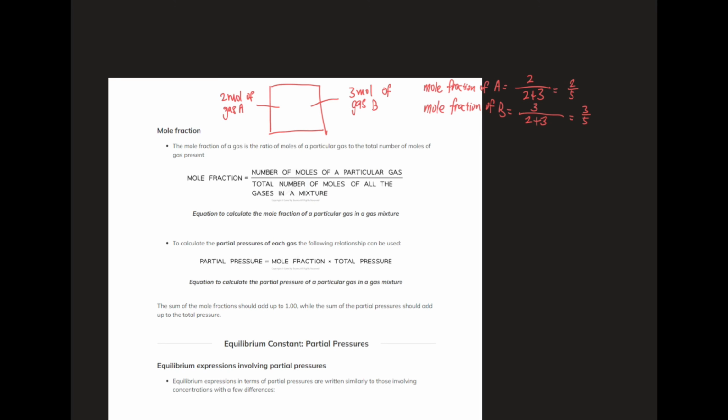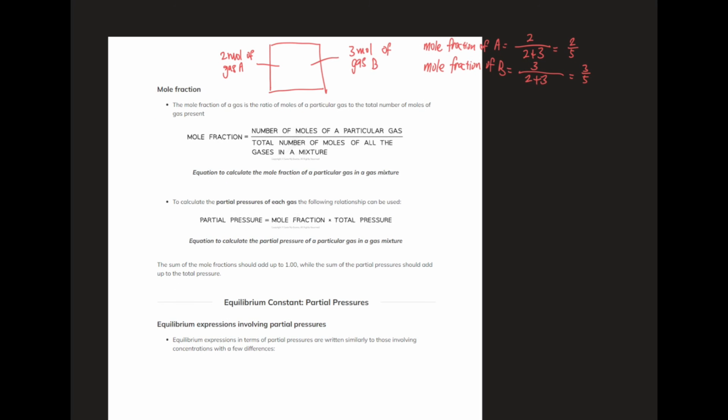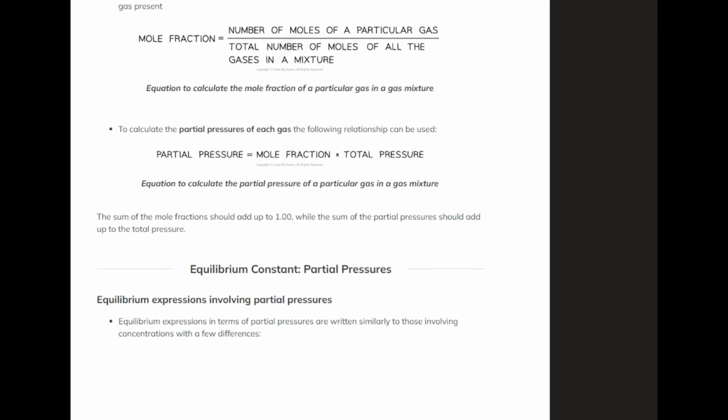So they follow the ratio basically. The partial pressure follows the ratio of gas A and gas B. So if the mole is greater, then the pressure is greater. If the mole is smaller, then the partial pressure will be smaller. Then let's see here. The sum of the mole fractions should add up to 1, while the sum of the partial pressures should add up to the total pressure.